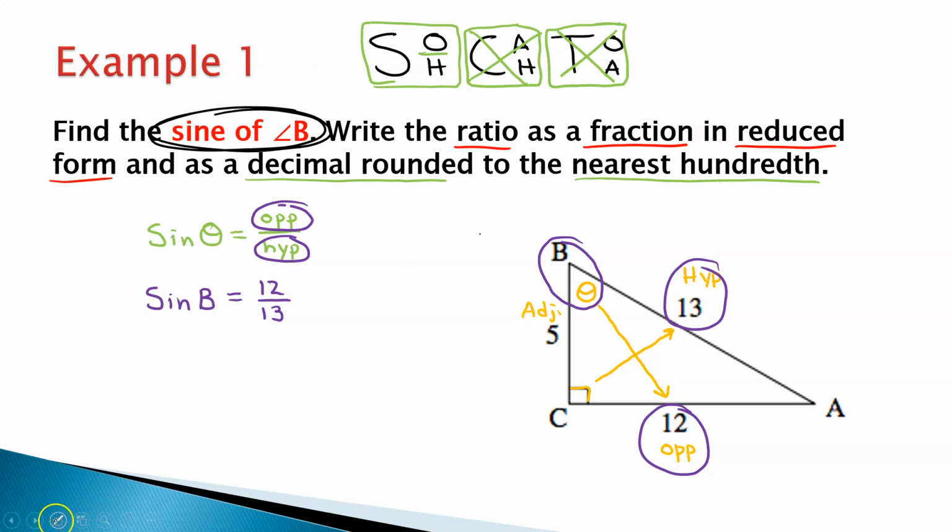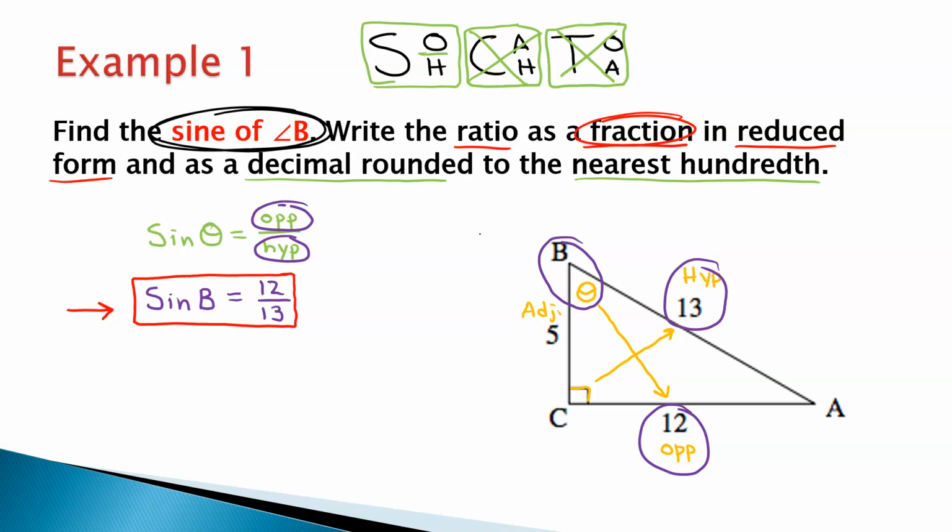So when I say I need you to write the ratio as a fraction, this is what I'm looking for. And this is actually already simplified. 12 over 13, you can't simplify that, so we're going to leave it as 12 over 13. That's it. That's all we're doing today, is just setting up the problem. So that is the first answer. I'm also looking for the decimal.